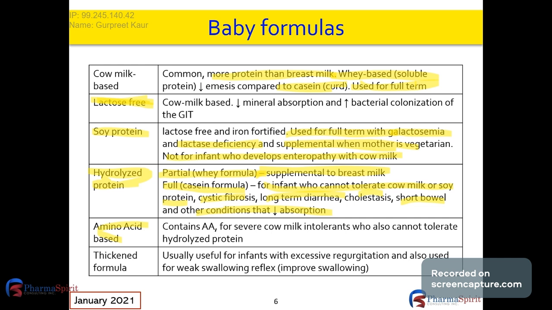No digestion is needed. So this contains amino acids, and it is usually for severe cow milk intolerance, who also cannot tolerate the hydrolyzed protein. Sometimes we need what we call thickened formula, and this is particularly important for infants who have excessive regurgitation and those who have a weak swallowing reflex. This is to improve swallowing. And we mentioned before, sometimes even in the elderly, when they have a problem swallowing, they add a thickening agent to the food, something called pectin, because the thicker the food, the stronger the swallowing reflex. So that's the idea of the thickened formula. It's used for children who have excessive regurgitation and for children who have a weak swallowing reflex, because the thickened formula will improve swallowing.